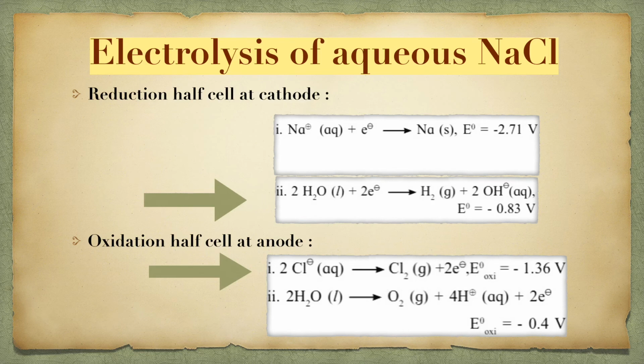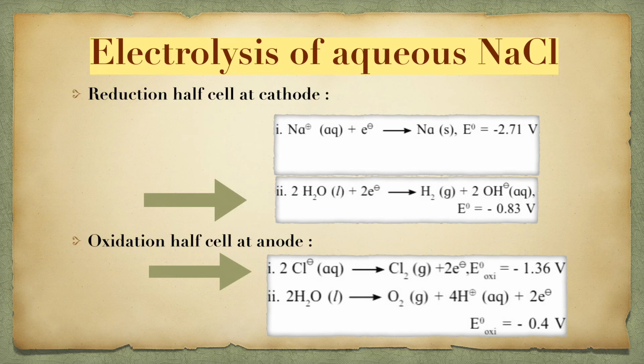Now we'll see the reaction at the anode. What will happen at the anode? Oxidation will take place, right? Over here also there will be two reactions competing with each other. One will be the oxidation of Cl- ion to Cl2 gas, as in the case of molten NaCl, and the second will be the oxidation of water to oxygen gas. Similar to the cathode reaction, we will be comparing the standard potential of oxidation of Cl- and of water.